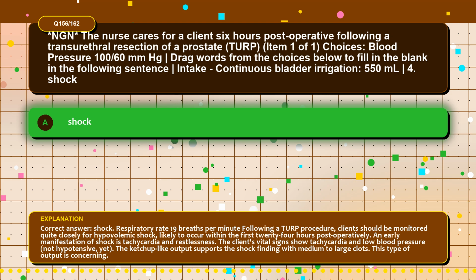Clients should be monitored quite closely for hypovolemic shock, likely to occur within the first 24 hours post-operatively. An early manifestation of shock is tachycardia and restlessness. The client's vital signs show tachycardia and low blood pressure, not hypotensive yet. The ketchup-like output supports the shock finding with medium to large clots. This type of output is concerning.